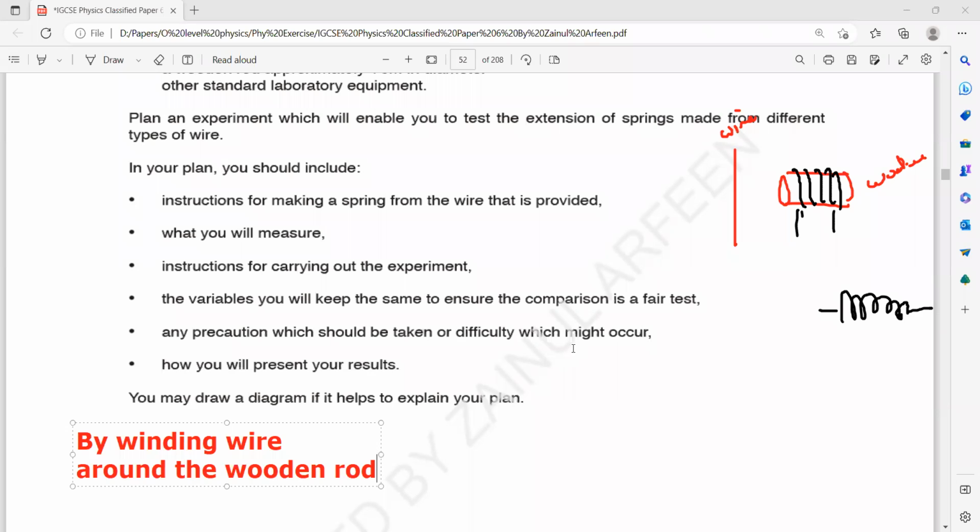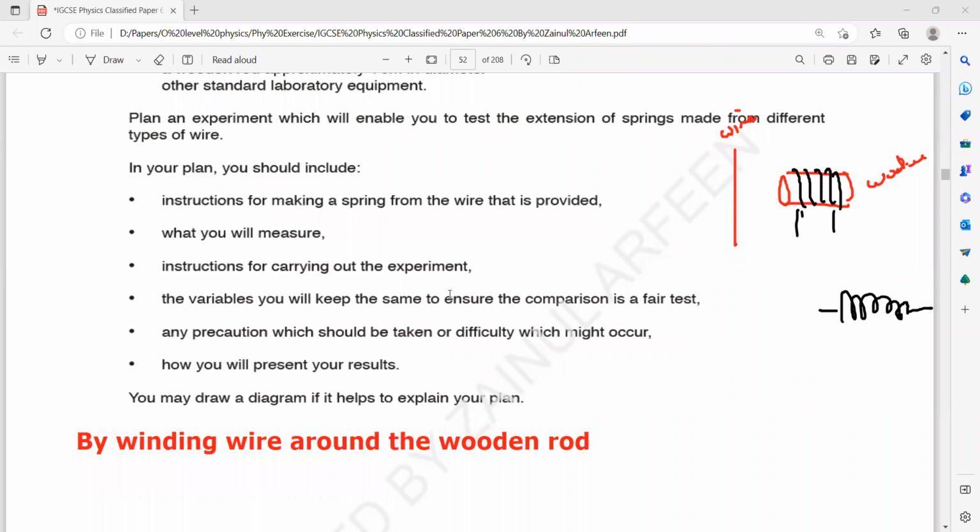That's the first thing. Then what will we measure? We are investigating how the extension is affected by the type of the wire or type of the spring. So we'll measure the length of the unloaded spring, then measure the length of the loaded spring, and calculate the extension, meaning how much the length has increased, by taking the difference.